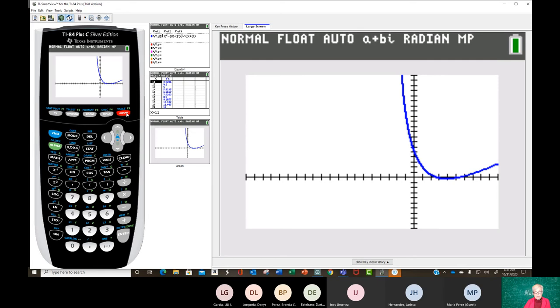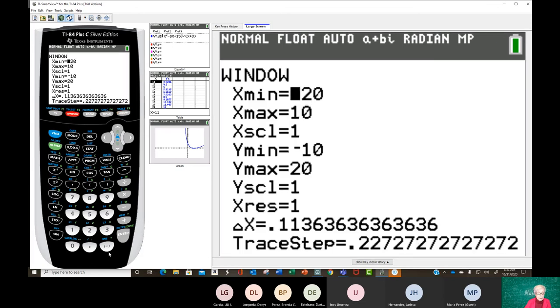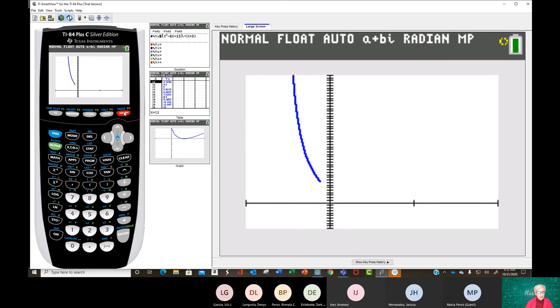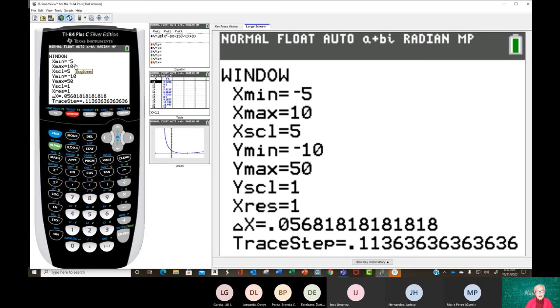There's bound to be something else. All right, just bear with me for a minute. Window. I'm going to go to negative 50 out to the left, and make my scale 5, otherwise it'll be a big blobby line. You'll learn how to play with your calculator if you stick with math. Okay, now let's look. I said negative 5 and not negative 50. Negative 50.